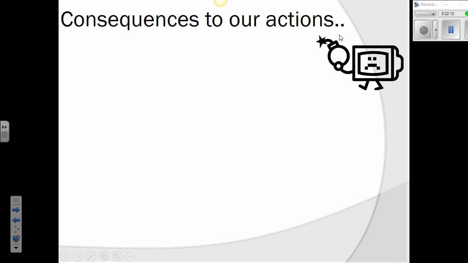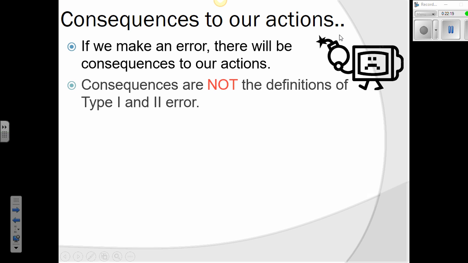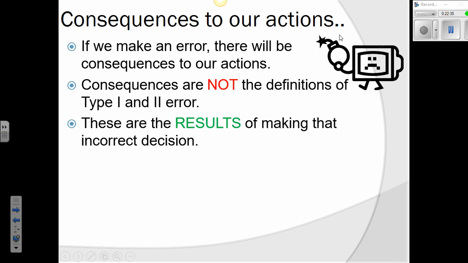So, consequences to our actions. If we make an error, of course, there are going to be consequences. We just talked about the murder trial, right? One big thing, please highlight this when you get there. A consequence is not the definition of a type 1 and type 2 error. It's the result of it. So please make sure that you highlight, star that. Consequences are not the definitions of type 1 and type 2 error. They're the consequence of it.